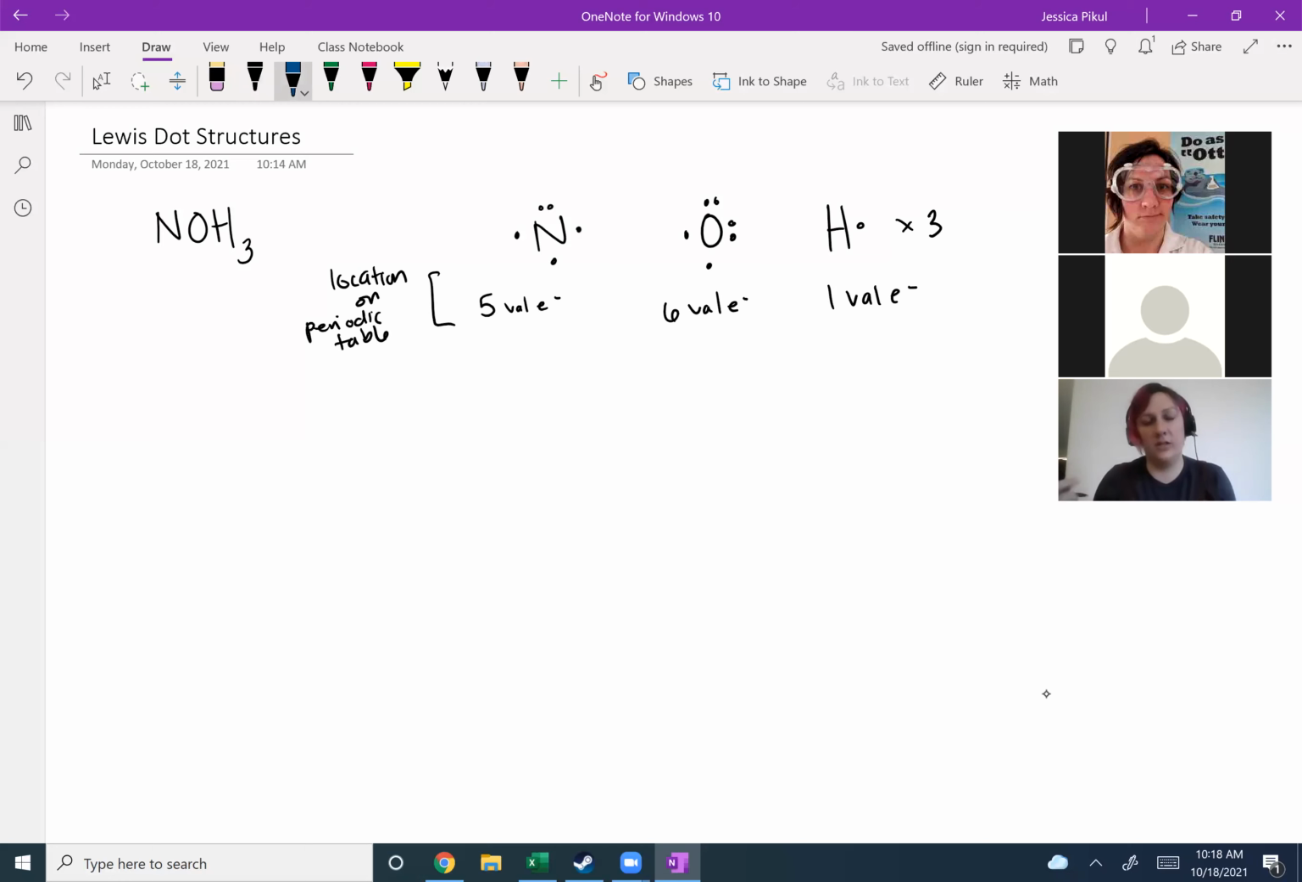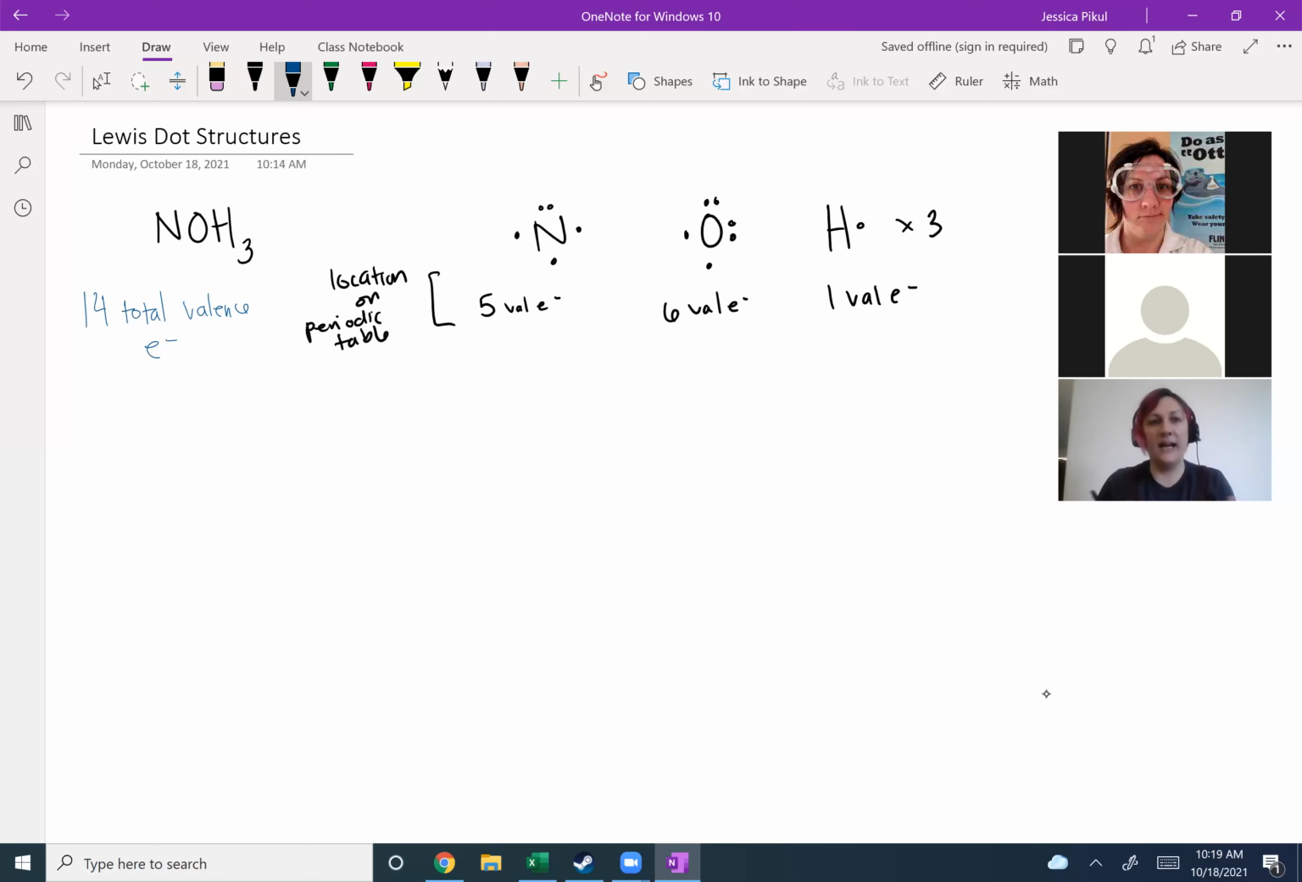A lot of people who teach this also like to suggest that you count up the total number of valence electrons for the molecule. If you were going to do that, you would say, all right, I've got 5 for my nitrogen plus 6 for my oxygen. So now I'm at 11, plus 1 for each of my hydrogens, and I've got 3 of those. So that would be 14 total valence electrons. The idea is that you count up the valence electrons you have, and then at the end, after you make your structure, you can count up the electrons you used and make sure you still have 14, that you didn't forget any and you didn't add any.